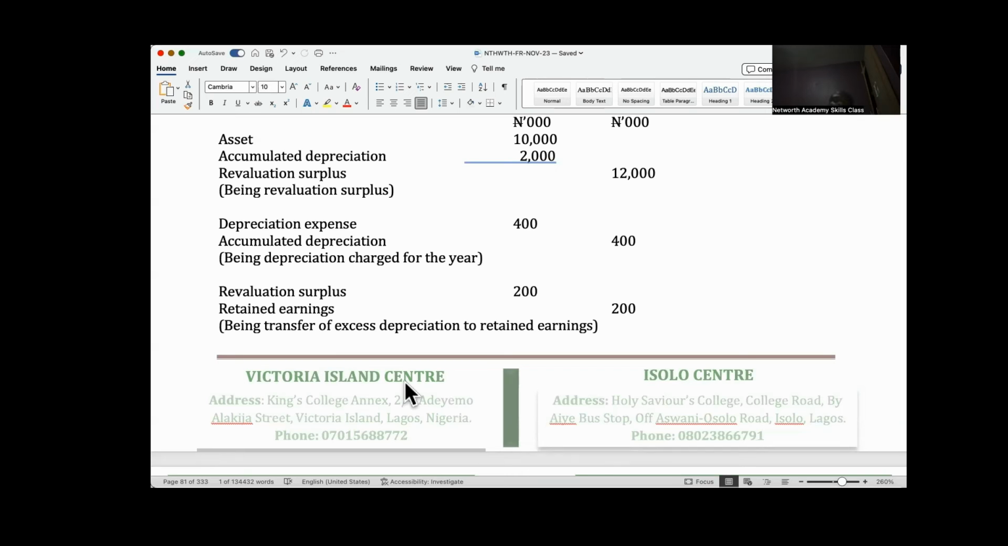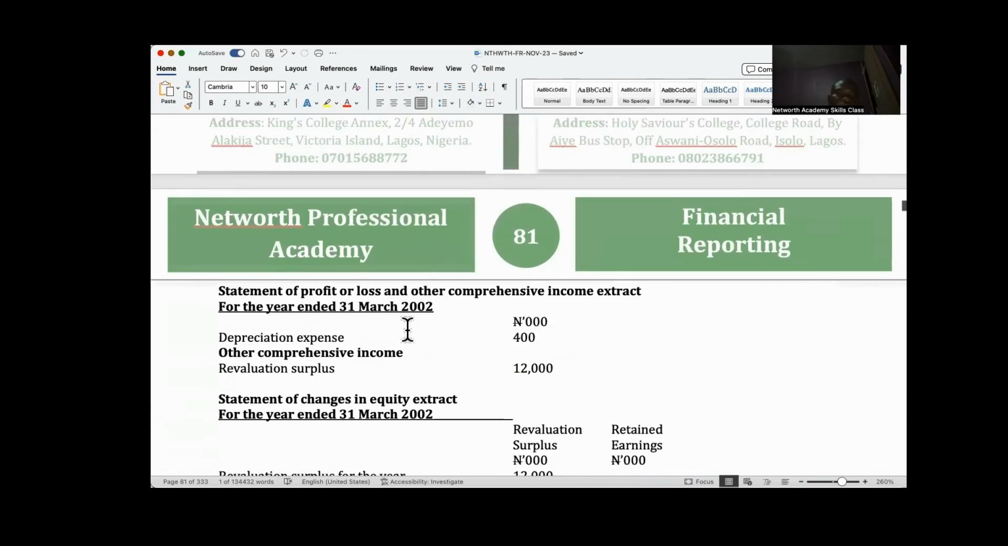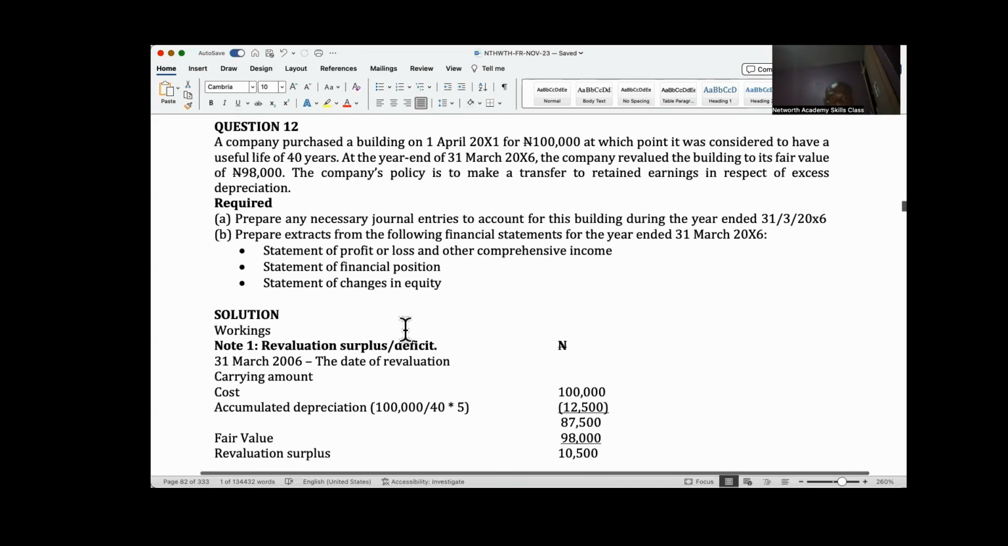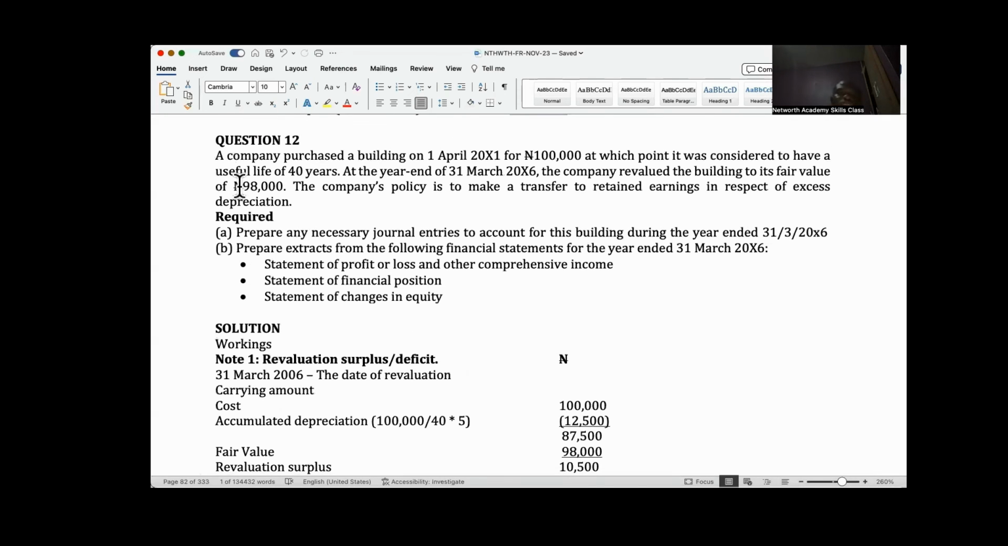Okay, so now the next question, which is question 12. This one said that a company purchased a building on 1st April 2001 for 100,000, at which point it was considered to have a useful life of 40 years.